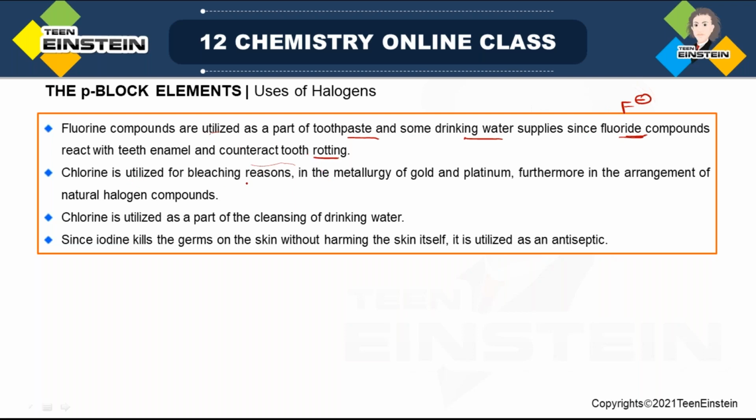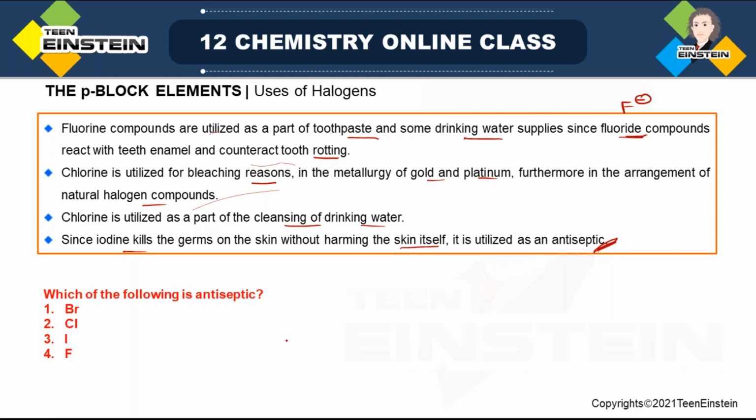Next element, chlorine, it is utilized for bleaching because it has bleaching capacity, in the metallurgy of gold and platinum and in the preparation of organic halogen compounds. Chlorine is also utilized as a part of cleansing the drinking water, that is for purification purpose. Then iodine, it can kill the germs on the skin without harming the skin. So that is why it can be used as an antiseptic. Fine.